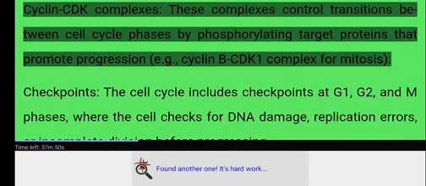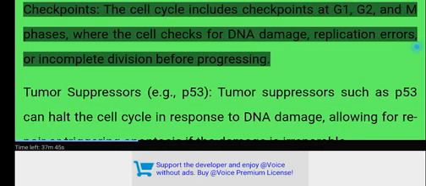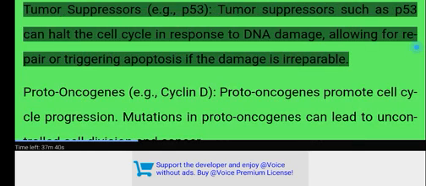Cyclin-CDK complexes. These complexes control transitions between cell cycle phases by phosphorylating target proteins that promote progression, e.g., the cyclin B-CDK1 complex for mitosis. Checkpoints. The cell cycle includes checkpoints at G1, G2, and M phases, where the cell checks for DNA damage, replication errors, or incomplete division before progressing.